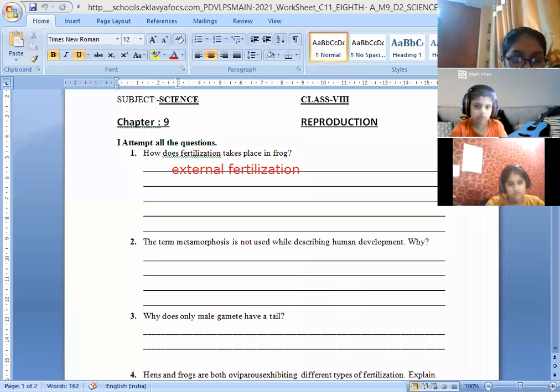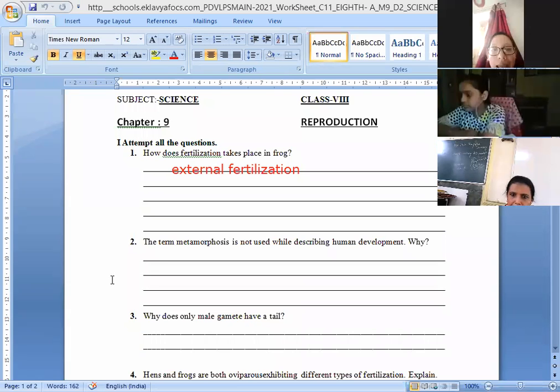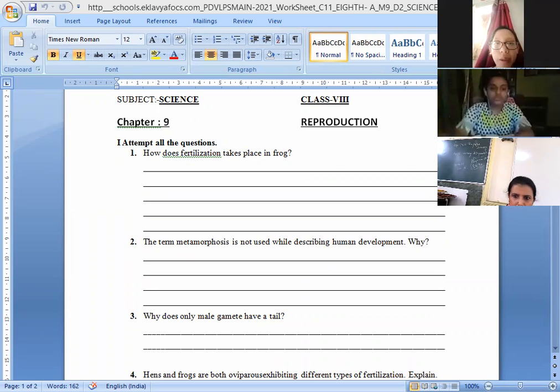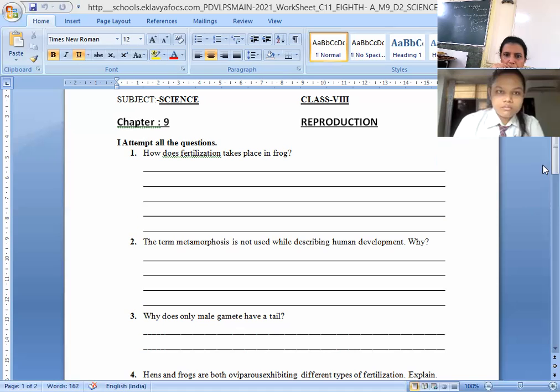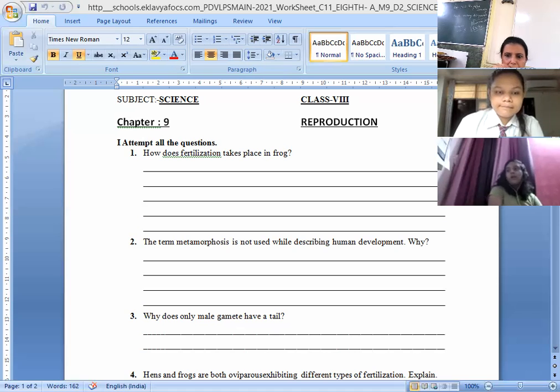Yes, Imad. Imad, I think you are not able to hear. Neha Jain. Ma'am, because sperms have a tail and they can move from the male to the female body, and their tail helps them in movement. The egg does not need to move. Therefore, only male gametes move and have a tail, not female gametes. Yes, because the male gamete has to move from one place to another, to the ovum. So that's why the male gamete has a tail.